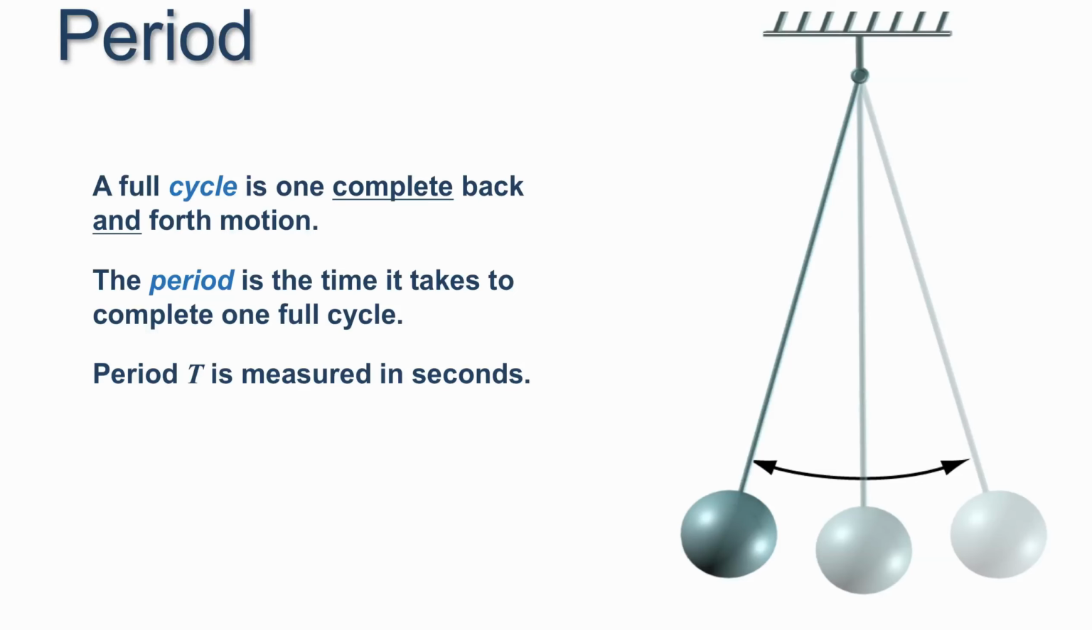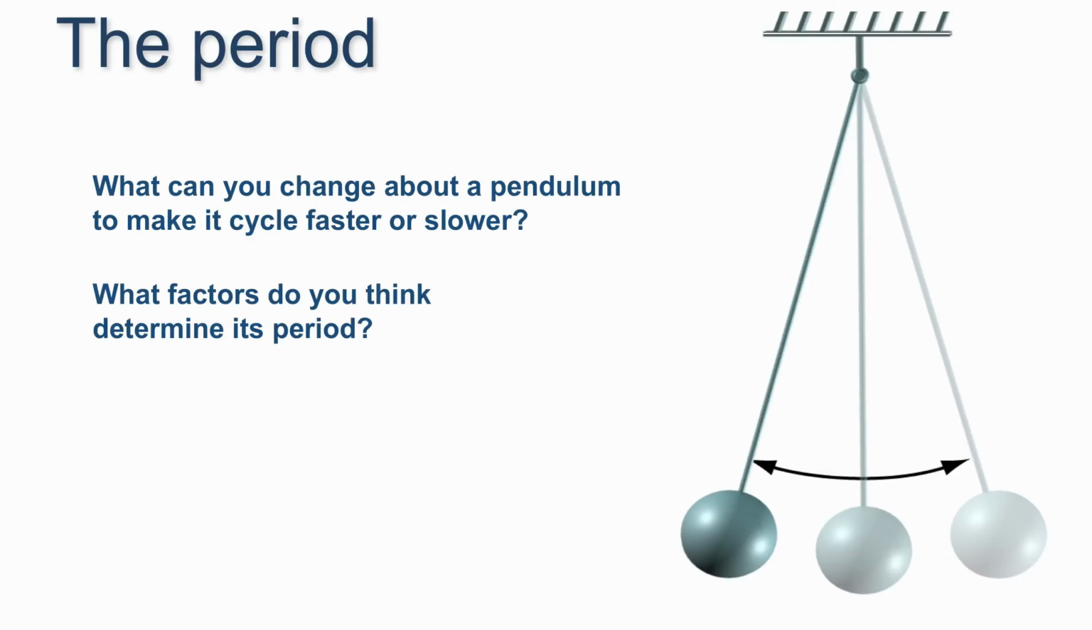So the cycle is basically just the thing that you're measuring, and the period is the amount of time that it takes to do that. We measure the period in seconds. What could you do to change the pendulum period or the frequency to make the cycle happen in a faster, meaning shorter amount of time, or slower, meaning in a longer amount of time? What factors do you think would determine its period?